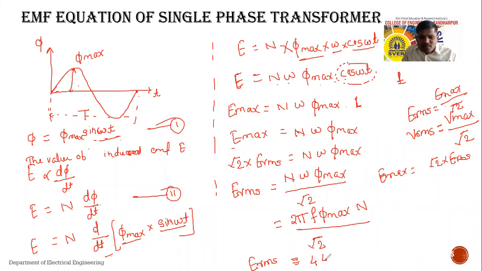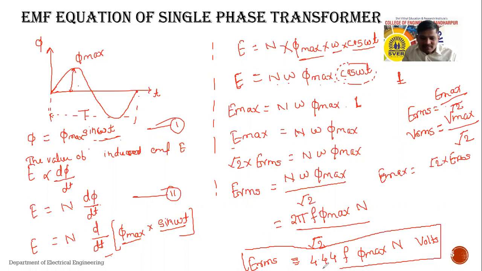So E RMS is equal to 2 pi divided by root 2, which is nothing but 4.44 f phi max into N volt. It is the EMF equation of a single phase transformer.